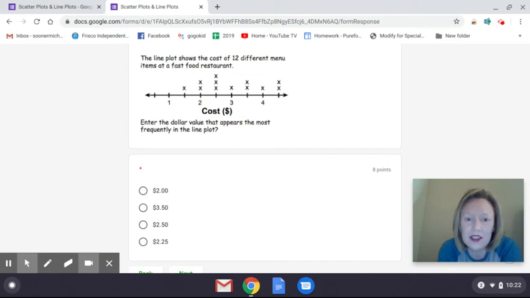Hi, fifth graders. So I was going to go back over the scatter plots and line plots quiz that you took last week. I'm going to flip through some of the questions. We may not cover every single one of them, but the majority of them.